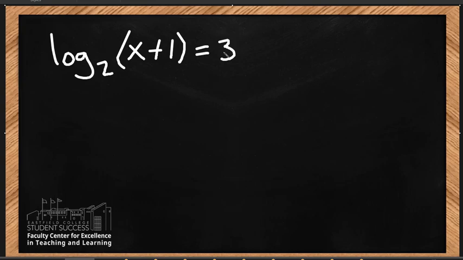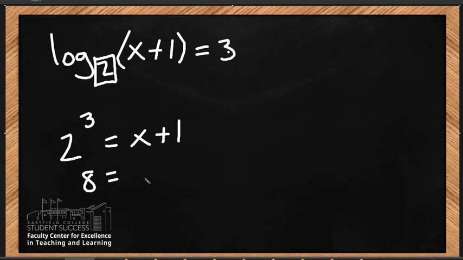Remember that the base of the logarithm right here, that 2, is going to be the same as the base in the exponential. And so what we're going to end up with is the base of 2 raised to the third power is equal to x plus 1. And so 2 to the third, hopefully you know, is 8. So 8 equals x plus 1. Not too tough of a problem to see that you should end up with x equals 7 by subtracting 1 from both sides.